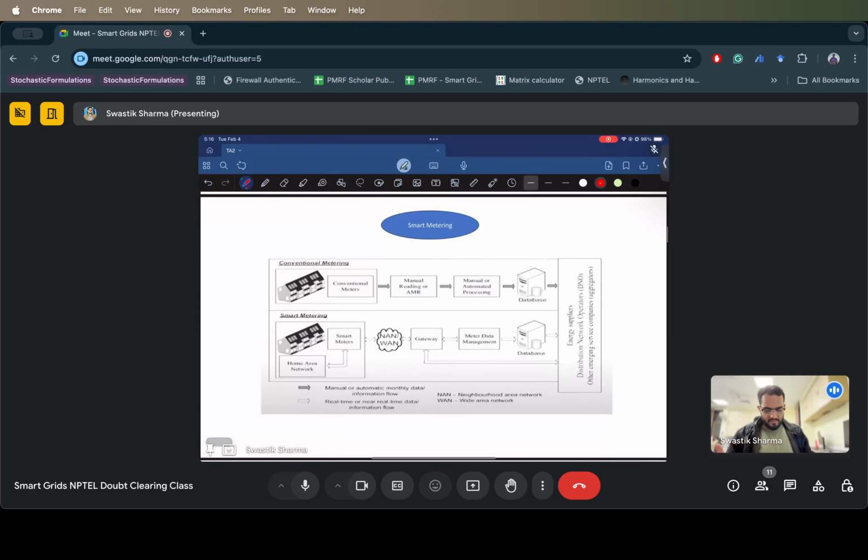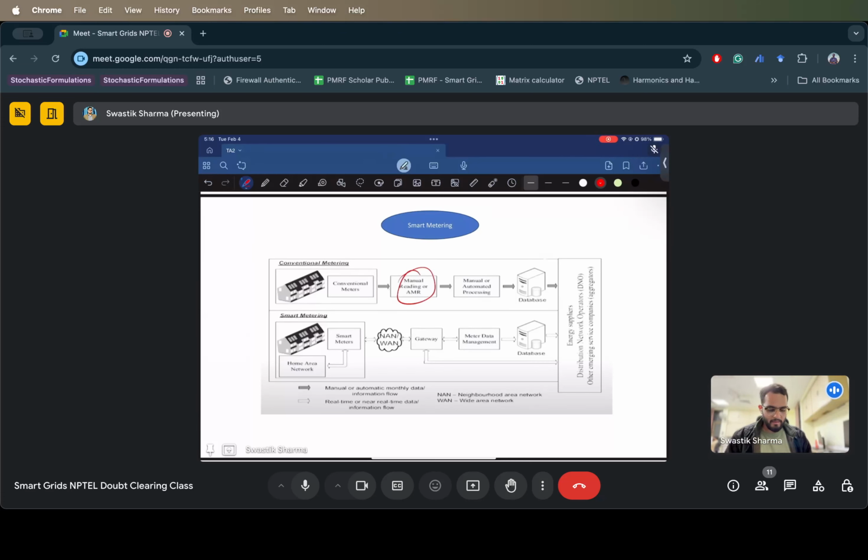So we discussed smart metering, right? I think this is just going to be a brief review. So we discussed last week what smart metering was. Conventionally, what used to happen, you could have an automatic meter reader, or you had someone come into your home and keep a record of whatever you were consuming, right?